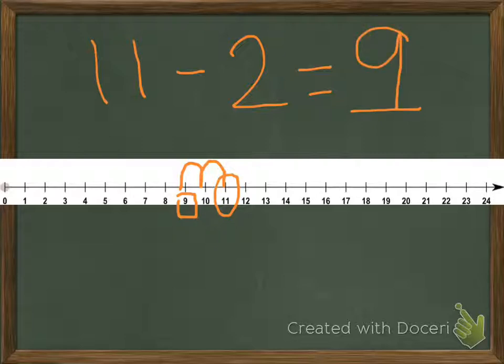The number line is a good visual for this to teach the kids that when adding, our answer gets bigger, therefore we go forward, and when subtracting, our answer is going to get smaller, therefore we go backwards.